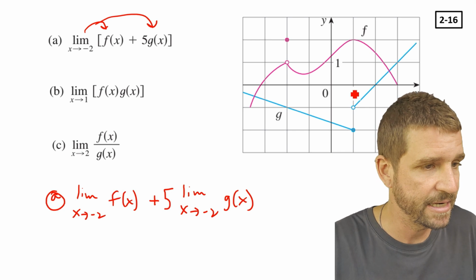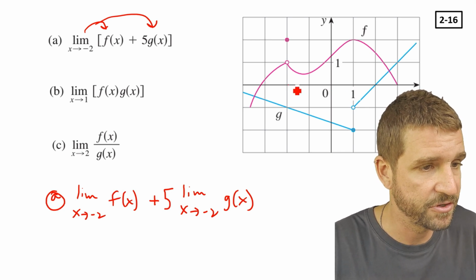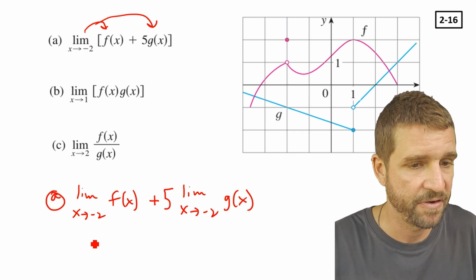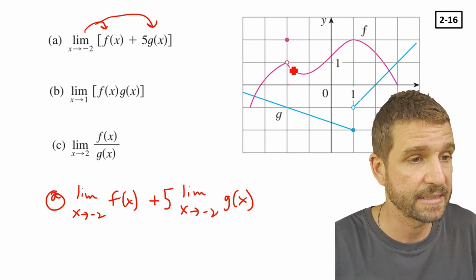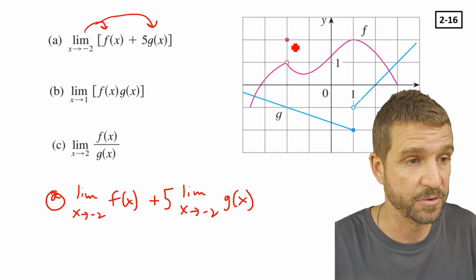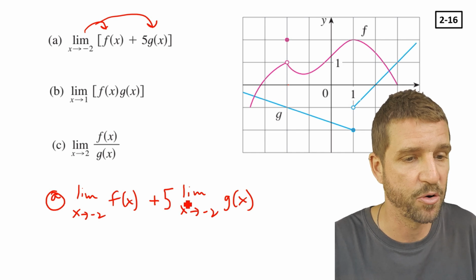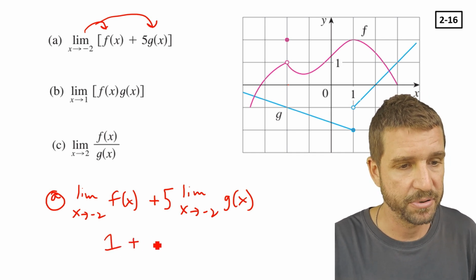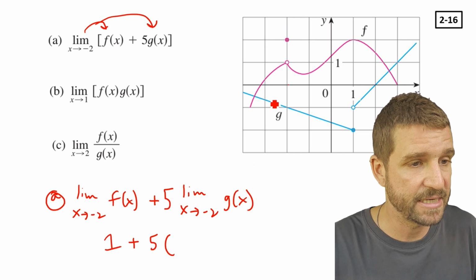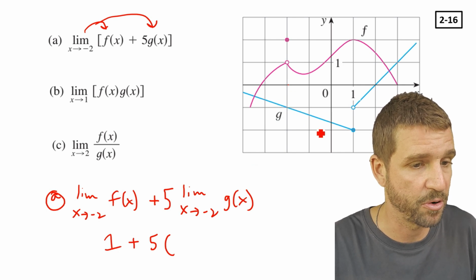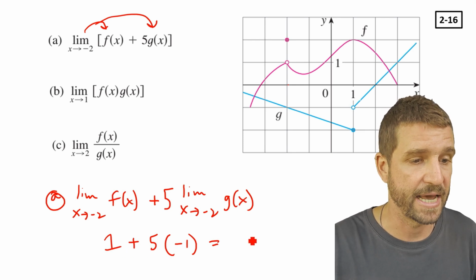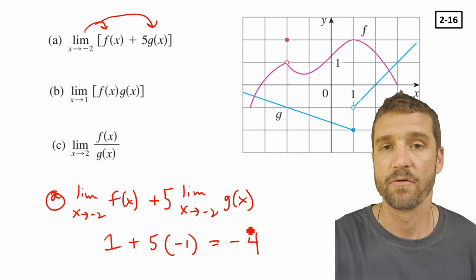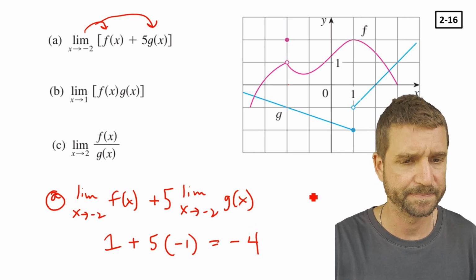So when we plug these in, let's see, negative 1, negative 2. So the pink is the f. So the limit as x approaches negative 2 of f of x is just going to be 1, right? f of negative 2 is 2, but the limit, the left and right are both heading towards 1. So we get 1 plus 5 times the limit as x approaches negative 2 of g of x. Well, they both approach negative 1. So negative 1, add those together, 1 plus a negative 5 is going to give us a negative 4 for a. All right, hope you got that one right.